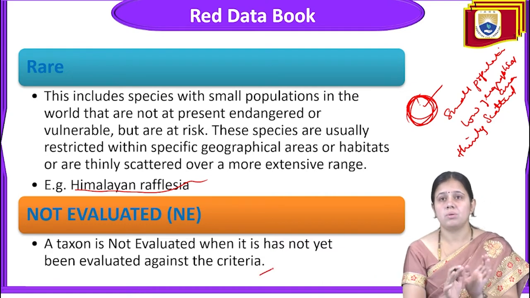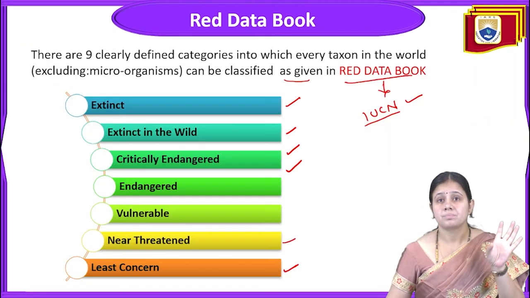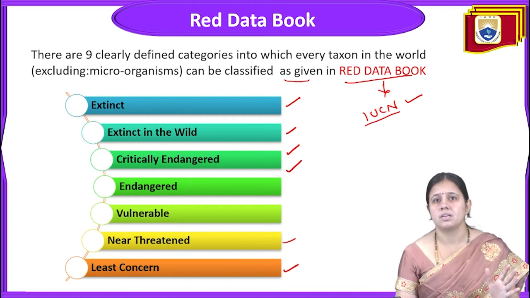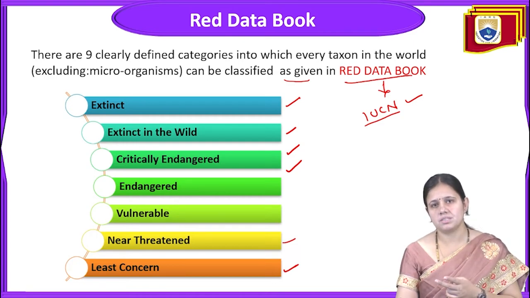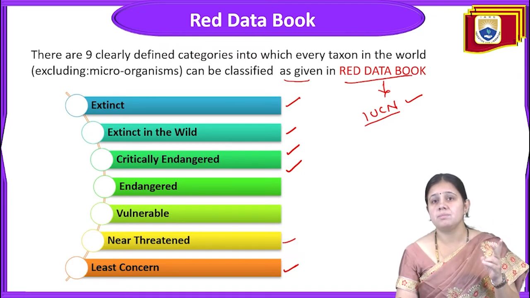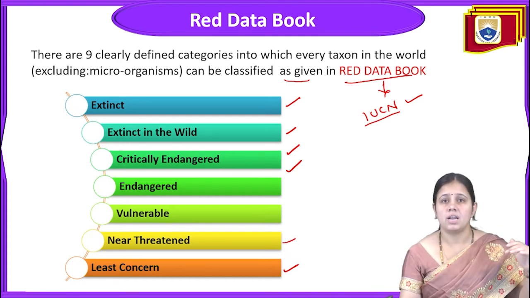So this was all about the Red Data Book. What we have studied in the Red Data Book: the first one is the extinct category, means those animals that are extinct today, an example is the Asiatic cheetah, and the next one is extinct in the wild, which is the mulberry silk moth. And the next one is critically endangered. Critically endangered are those species that come under the category of very high risk of danger, means a very small population of that species is present. Extinct means no individual has been seen for a long time.